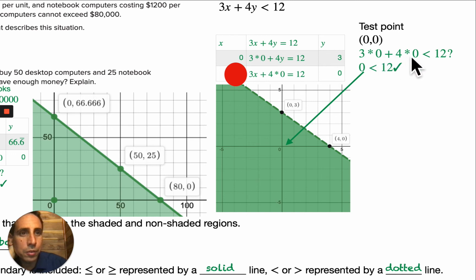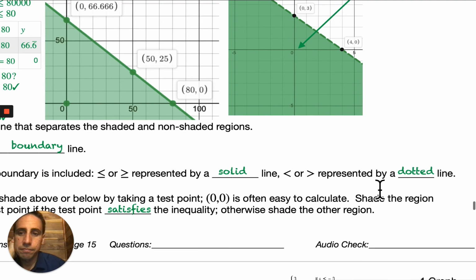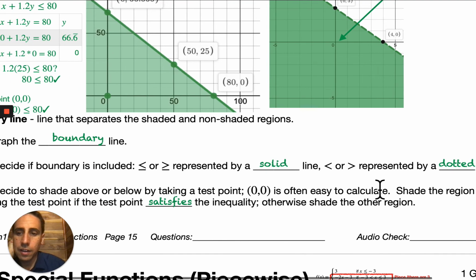3 times 0 plus 4 times 0 is 0. And is that less than 12? Yes, it is. So we are going to shade in the region that contains this test point. This test point satisfies the inequality, and so do all of its neighbors, so they all get shaded in. And I think that's enough for today.